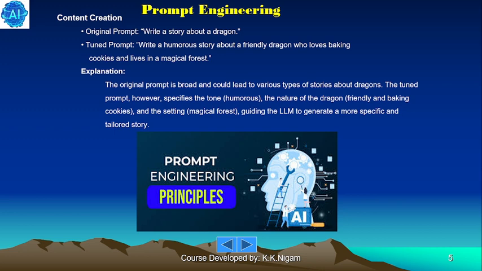Explanation. The original prompt is broad and could lead to various types of stories about dragons. The tuned prompt, however, specifies the tone, humorous, the nature of the dragon, friendly and baking cookies, and setting, magical forest, guiding the LLM to generate a more specific and tailored story.